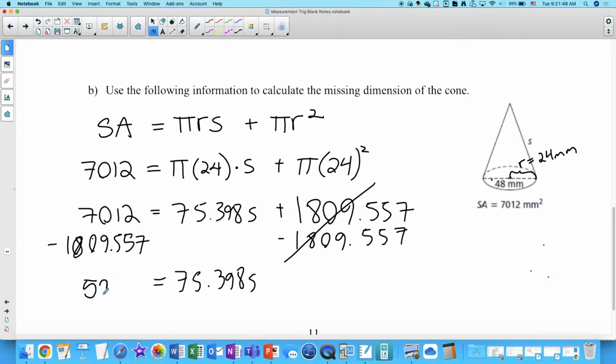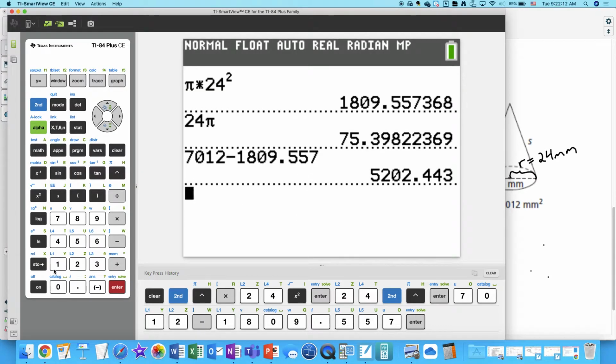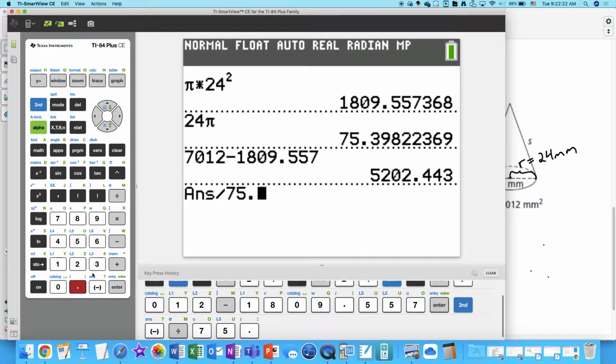Divide by 75.398. I have that answer in my calculator, so I can just use the answer button, which is over here, and I don't have to retype it. And that is 69.0 to the nearest tenth. So 69.0 millimeters.